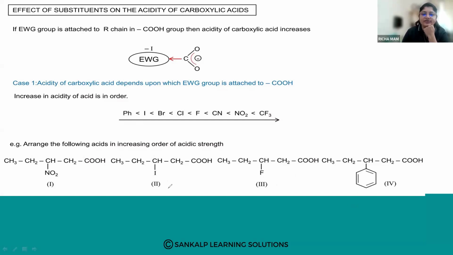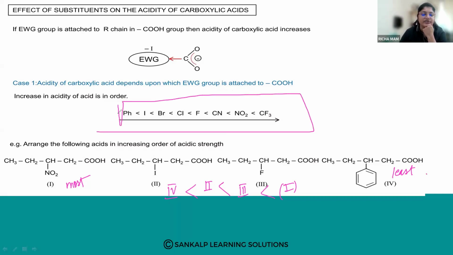So phenyl will come first. Then will be your iodo group. Then will be your fluoro group. And then will be your nitro group. So nitro group is the most acidic, and this is the least acidic. So this is the order. So depending upon the strength also it decides.